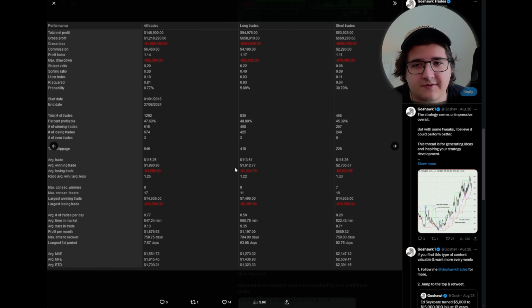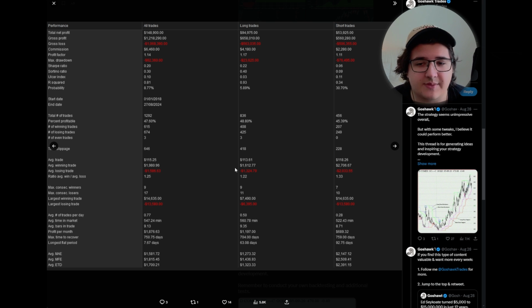So 148,900 for a max drawdown of 62,000, still a very high max drawdown for that sort of return. Very low Sharpe ratio, which is pretty expected because you have about 1,292 trades and very high max drawdown, which obviously means the amount of risk per return is going to be very low. Slippage is obviously applied here as well.